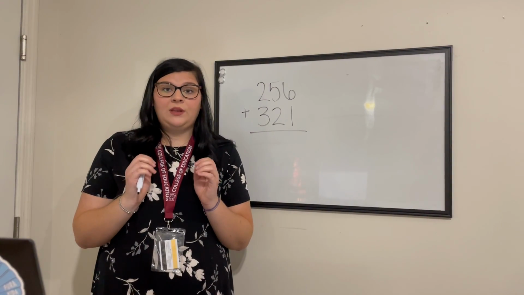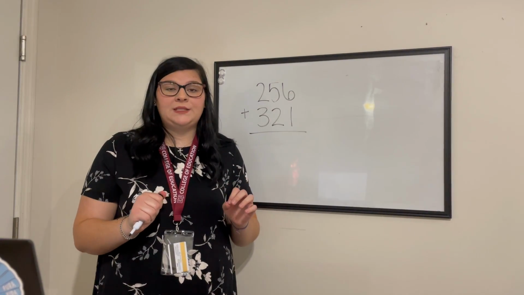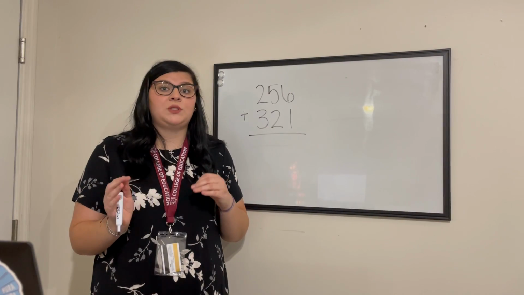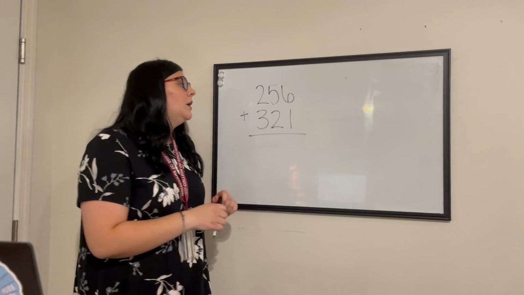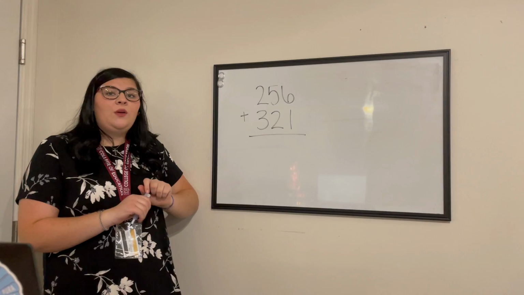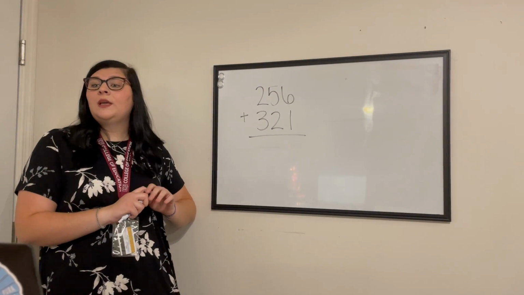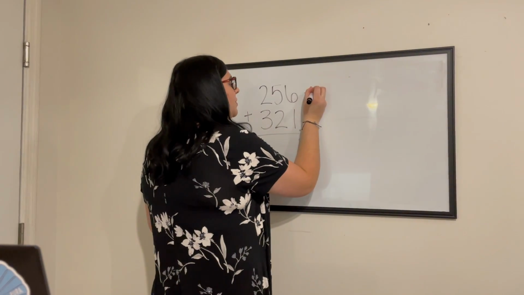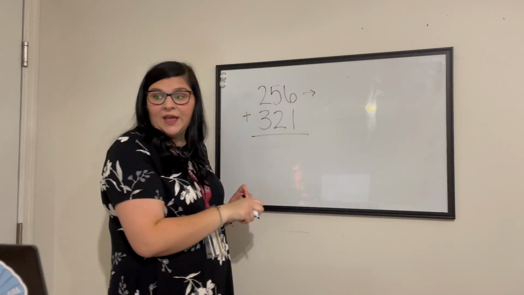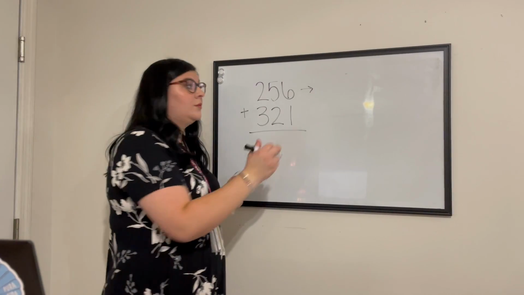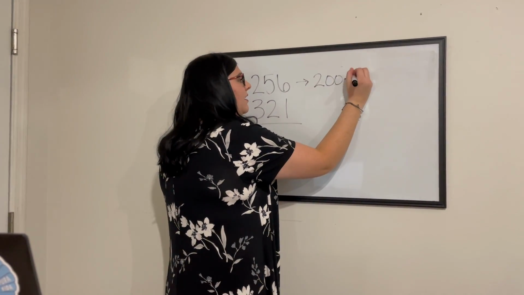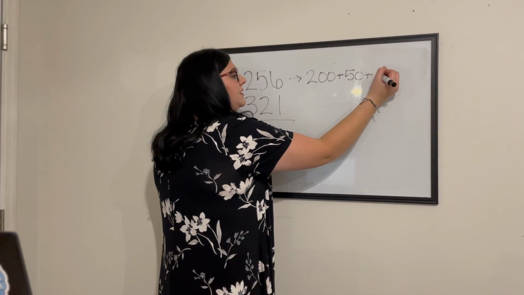At this point, I would give students a few minutes to write it down on their whiteboard, but due to time constraints on the video, I'm just going to continue going. So, who can tell me what they wrote down first? Yes? All right, you wrote down the expanded form of 256, and can you tell me what that is? 200 plus 50 plus 6.